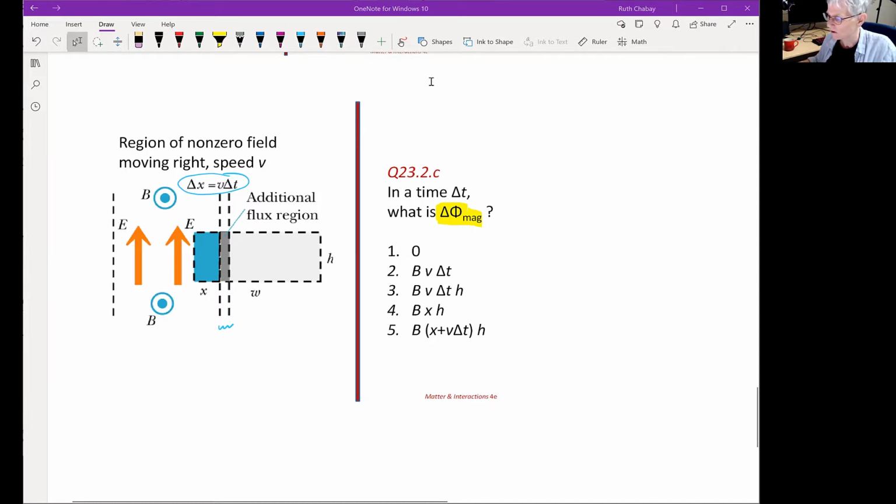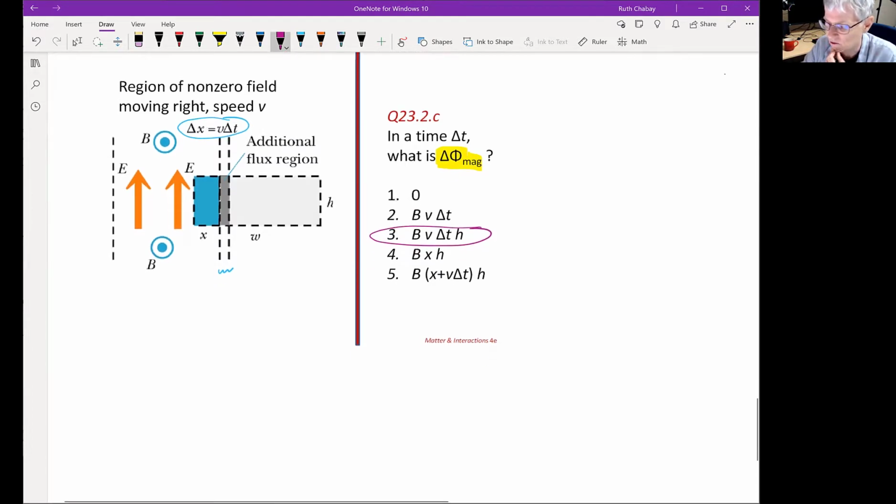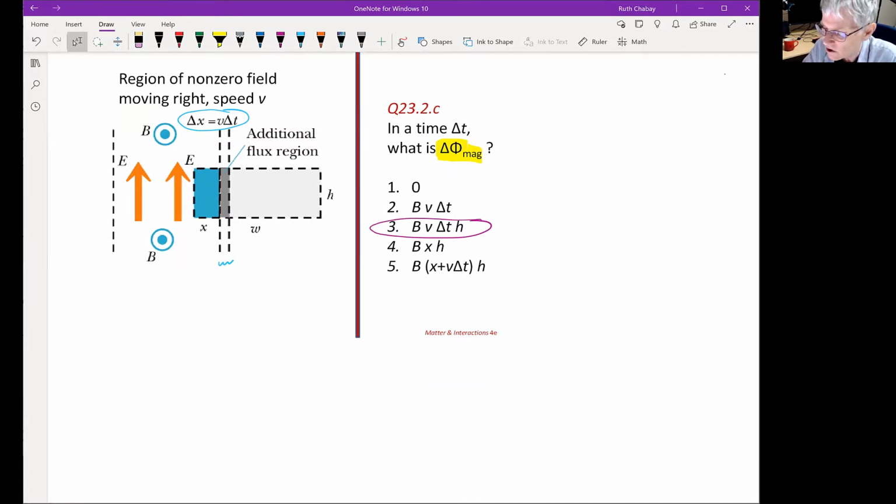So very good, mostly correct. 3 is the right answer. If you said 5, what you calculated was the flux over the whole region. So you calculated the flux at this time, but not the difference between the two. What we asked for here is the difference between the flux now and the flux a time delta t ago. And so that's the flux in this shaded region, which has a width v delta t and a height h.